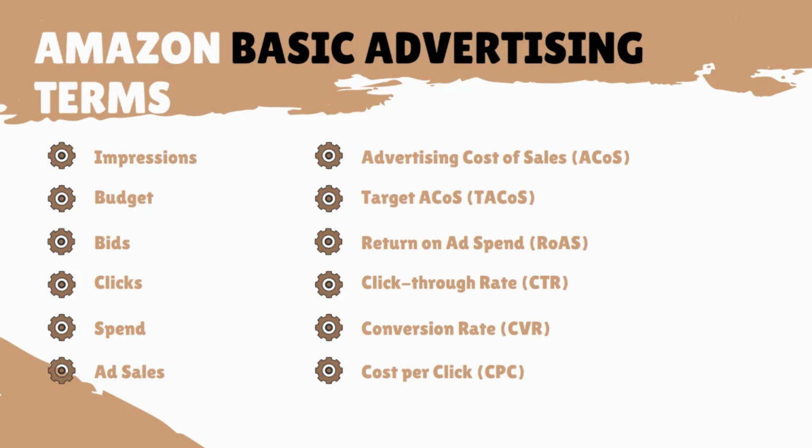So let's discuss the Amazon basic advertising terms. We have impressions, budget, bids, clicks, spend, ad sales, advertising cost of sales or ACoS, the target ACoS, return on ad spend or ROAS, click-through rate or CTR, the conversion rate or CVR, and the cost per click, the CPC. And there's a lot more, but we will just discuss these 12 basic advertising terms.